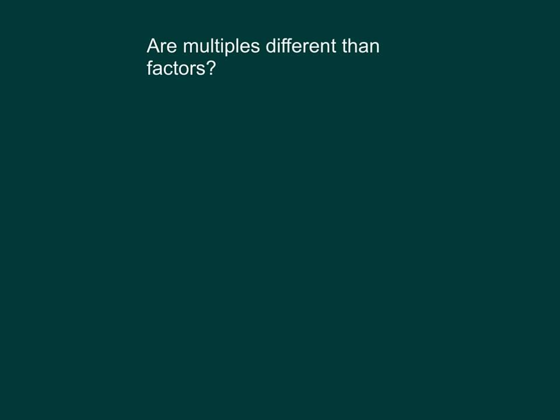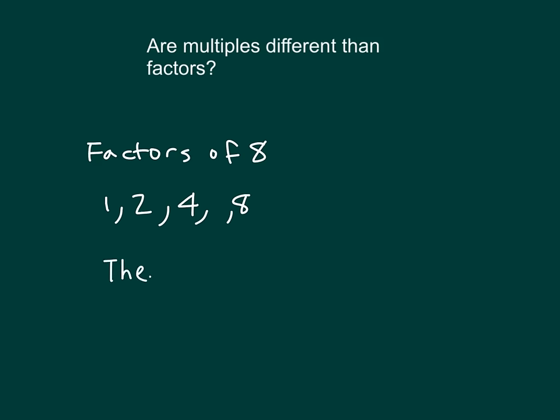The next question that I want you to consider is, are multiples different than factors? Well, let's think. What are the factors of 8? Well, every number is 1 times itself. We also can multiply 2 and 4 to be able to get 8. Therefore, the factors of 8 are 1, 2, 4, and 8. There are only 4 factors of 8.